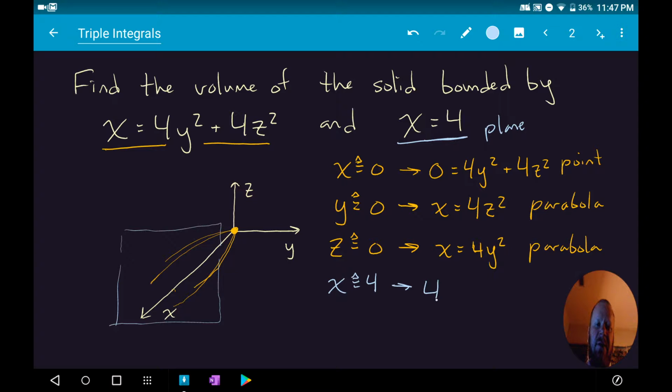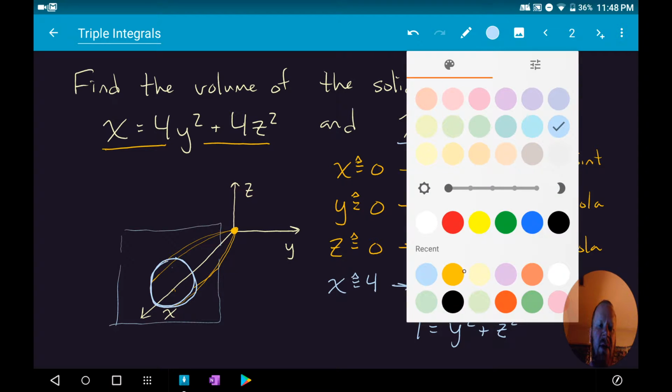So that would look like 4 is equal to 4y squared plus 4z squared. And we see that we get a circle with a radius 1. So at x equals 4, I'm getting a circle with a radius 1. That's kind of what the intersection of this surface and this plane looks like.